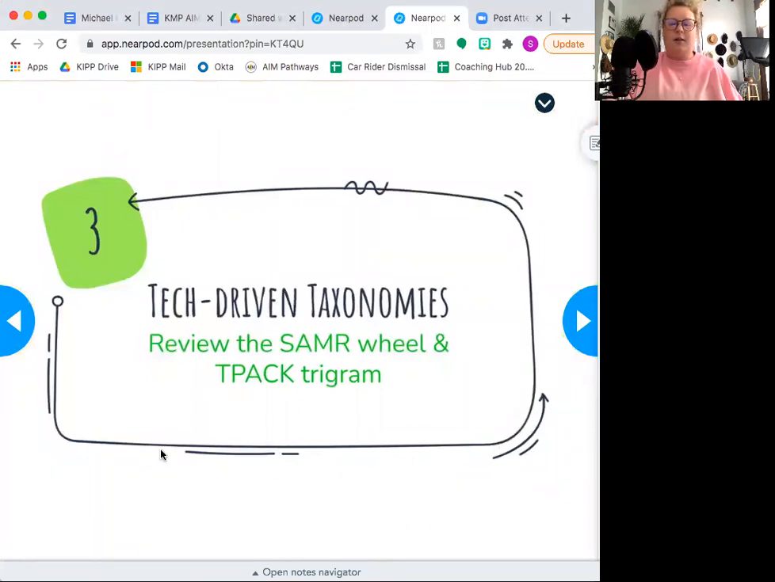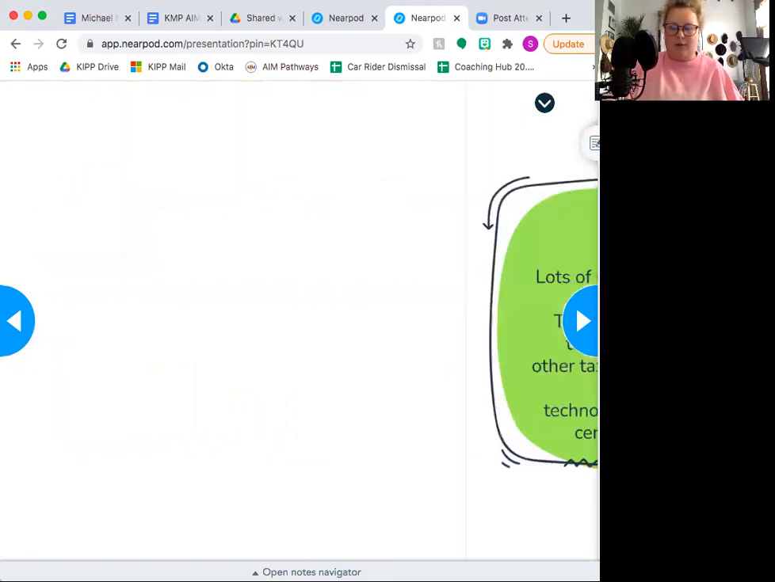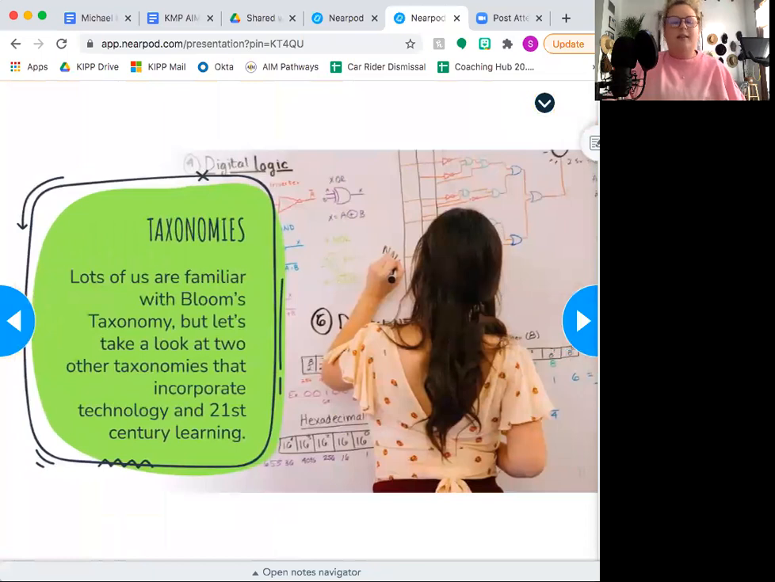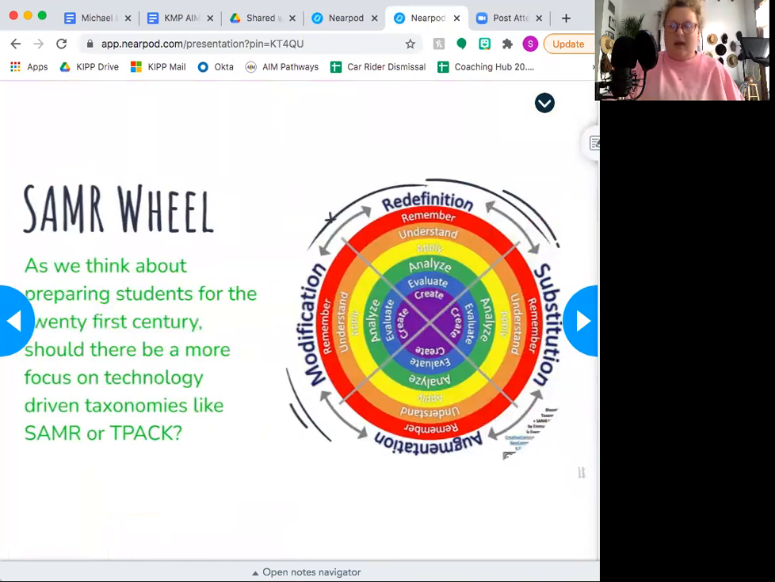Now we're going to move on to talking about tech driven taxonomies. We are going to look at 2 different taxonomies and think about how they can apply to the learning that we want to see happen in our classrooms. Lots of us are familiar with Bloom's taxonomy, but let's take a look at 2 other taxonomies that incorporate technology and 21st century learning. As we look at these 2 taxonomies, I want you to think about preparing students for the 21st century. Should there be more focus on technology driven taxonomies like the SAMR wheel or TPACK Trigram?